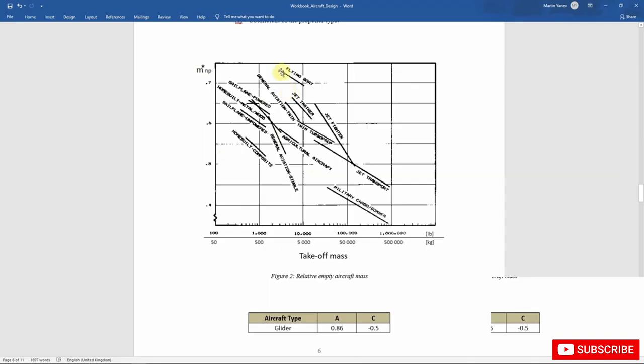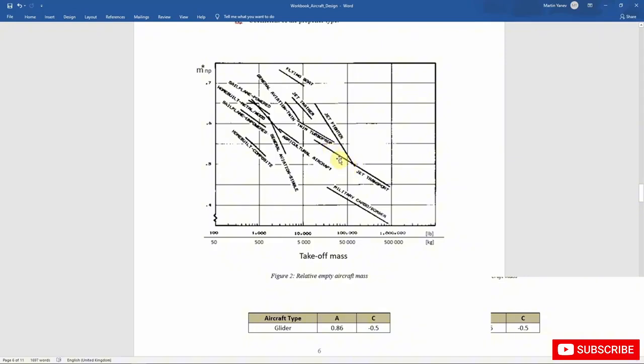And you can see here that these lines represent different types of aircraft. For example, this is a jet fighter, this is a jet transport aircraft, this line here, okay? And on these lines, you can take points depending on the takeoff mass and find what percentage of the takeoff mass is the empty mass, okay? For example, here it will be about 50%.